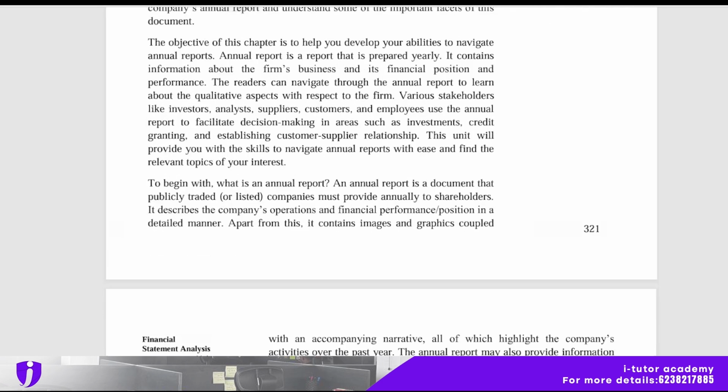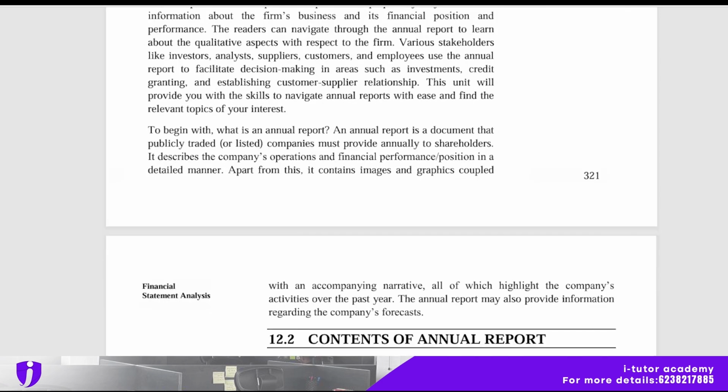The objective of this chapter is to help you to develop your ability to navigate annual reports. Annual report is a report that is prepared yearly. It contains information about the firm's business and its financial position and performance. The readers can navigate through the annual report to learn about the qualitative aspect with respect to the firm. Various stakeholders like investors, analysts, suppliers, customers, and employees use the annual report to facilitate decision making in areas such as investment, credit granting, and establishing customer suppliers relationship.